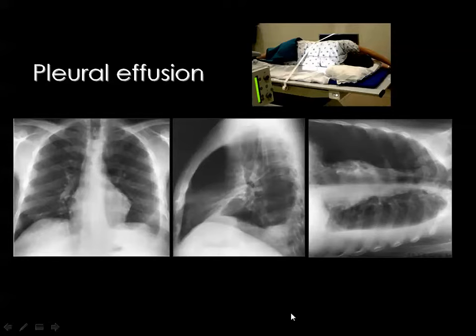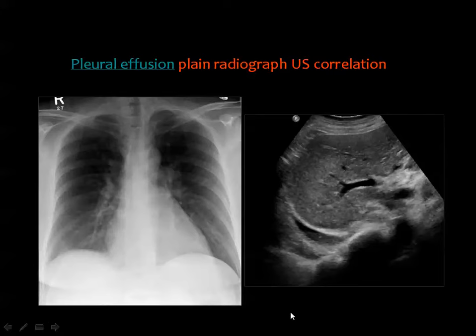Actually, nowadays we do not use this projection. Instead, we use ultrasound, and we put the ultrasound in the region of interest, and you can see minimal fluid in the costophrenic angle, and this is the liver, of course, and here you can see the diaphragm.